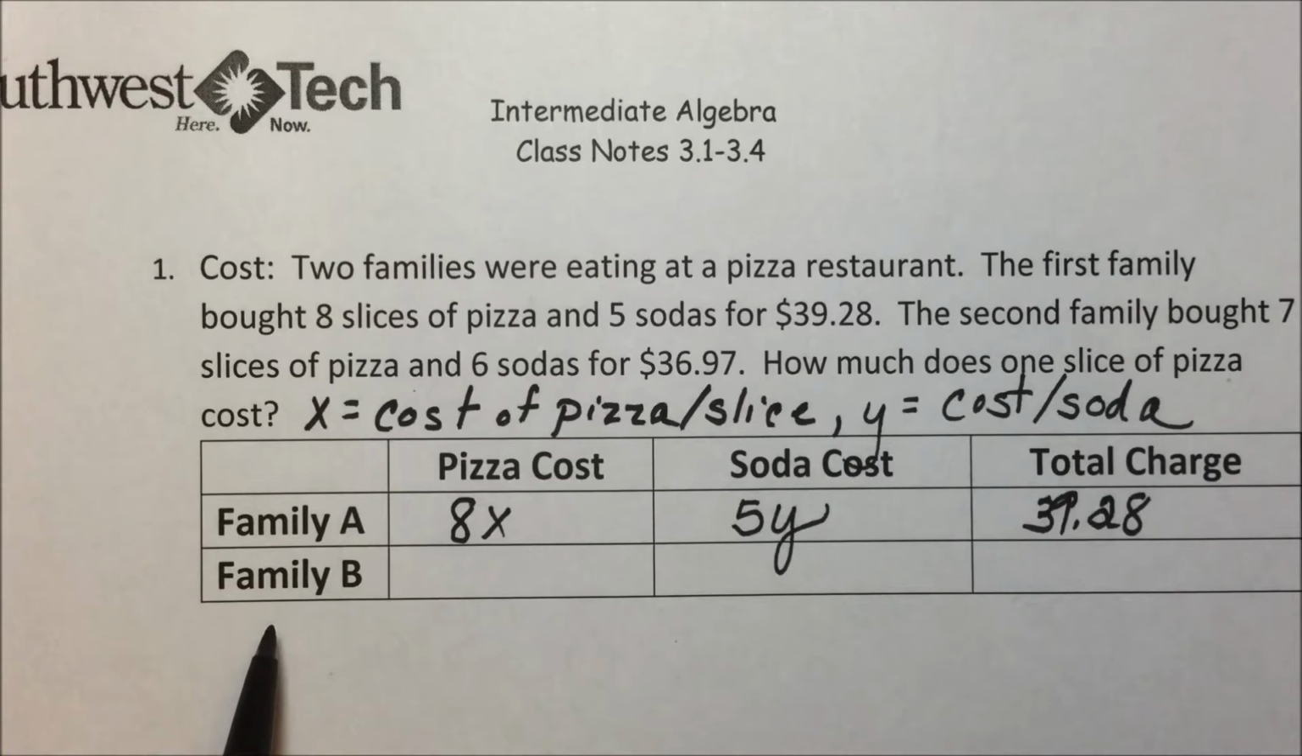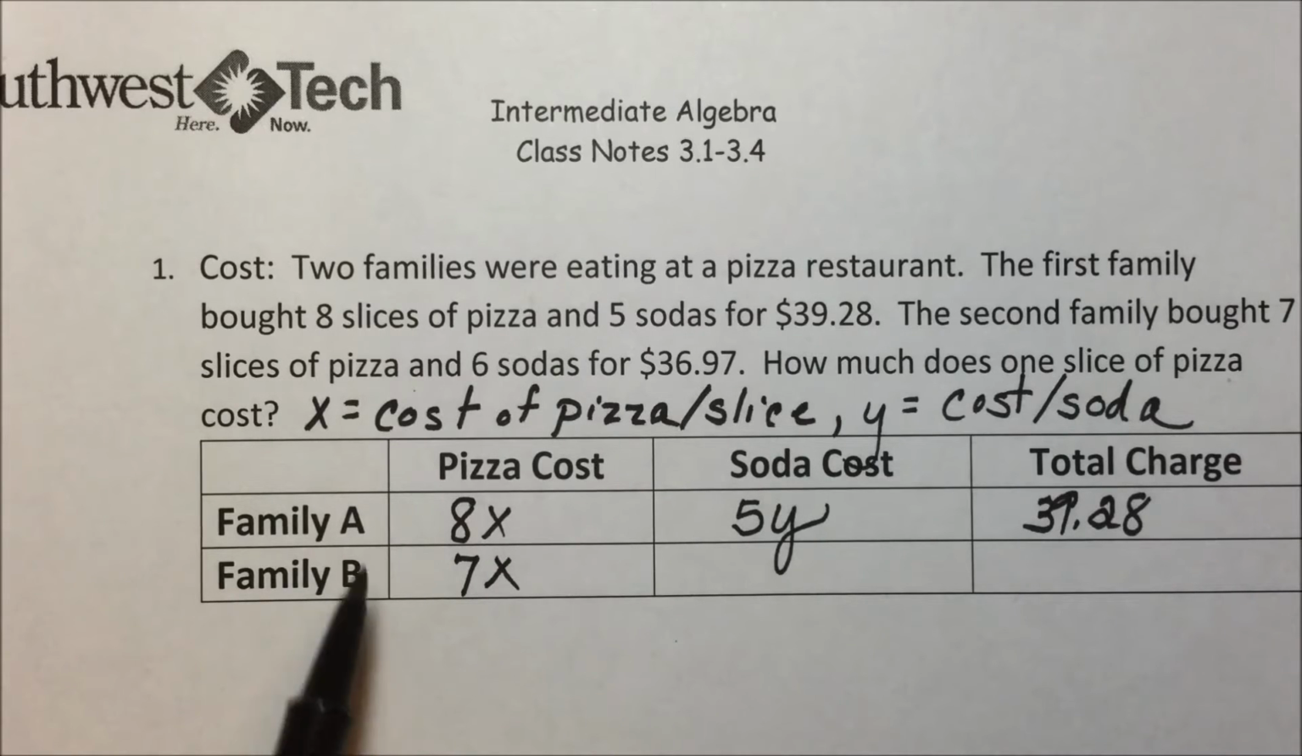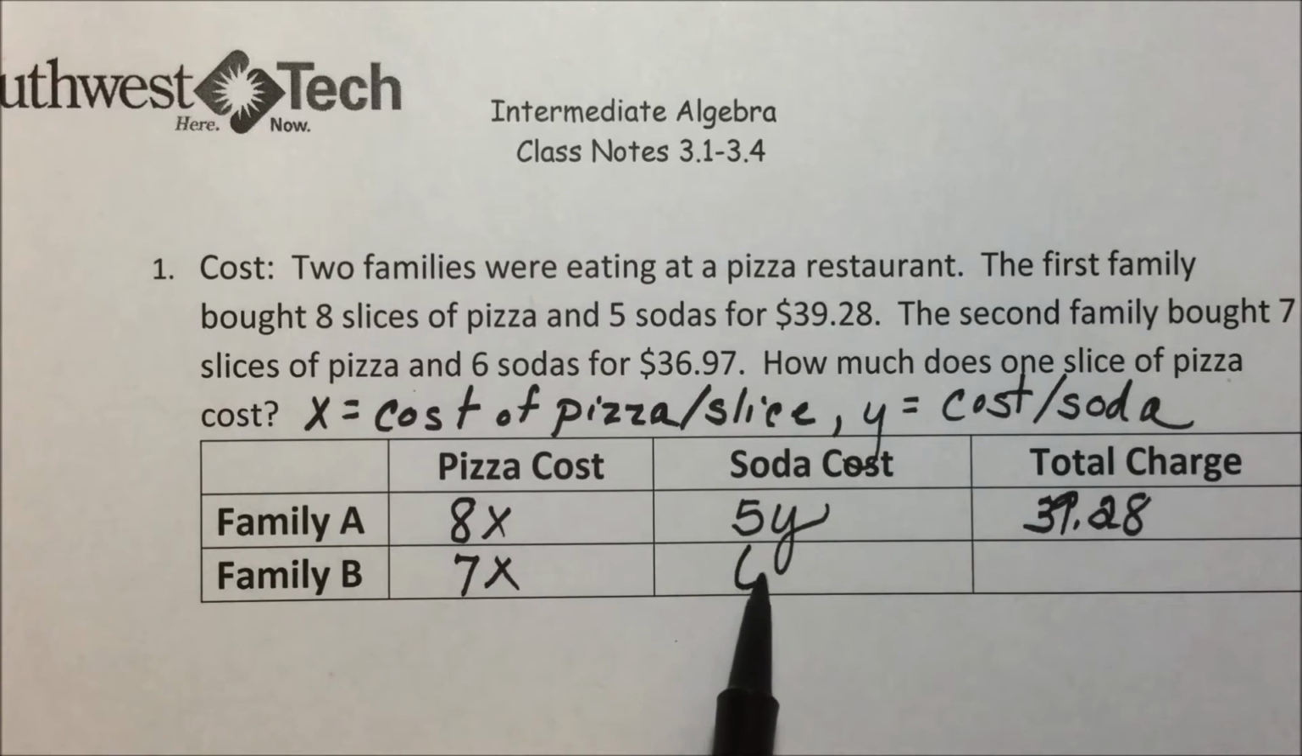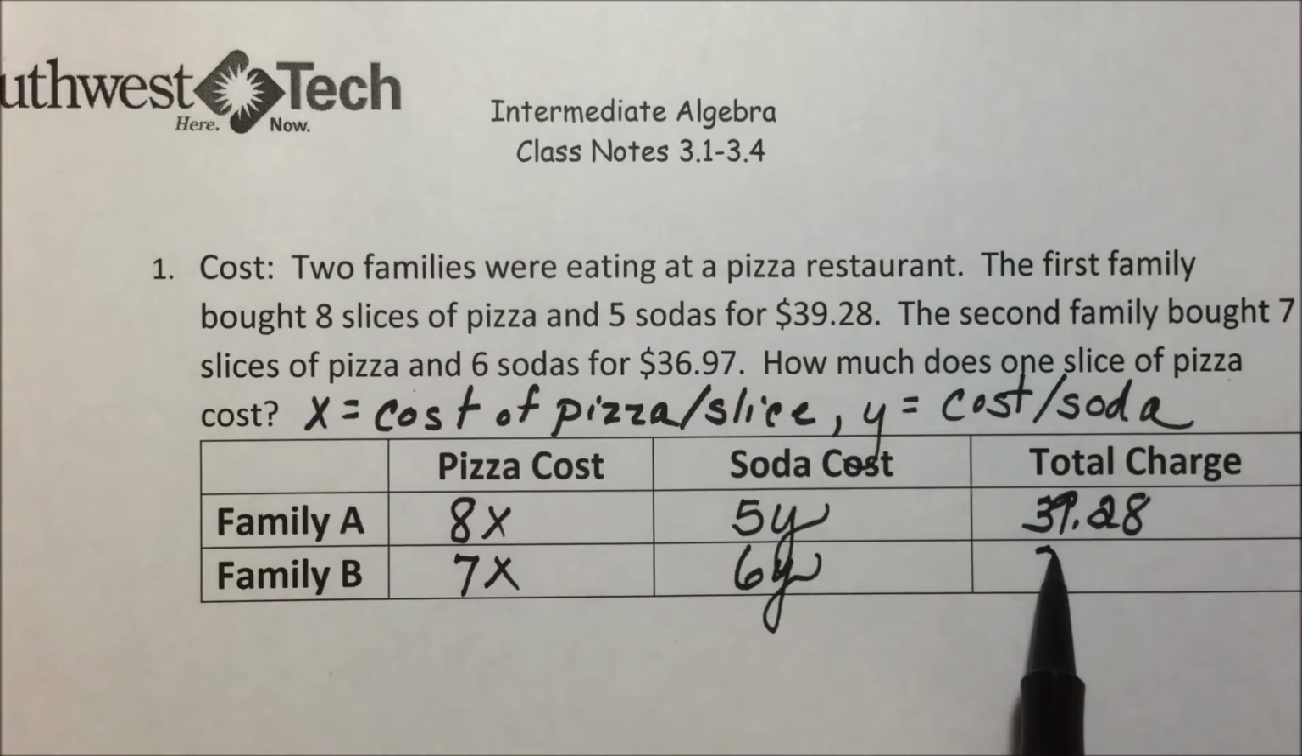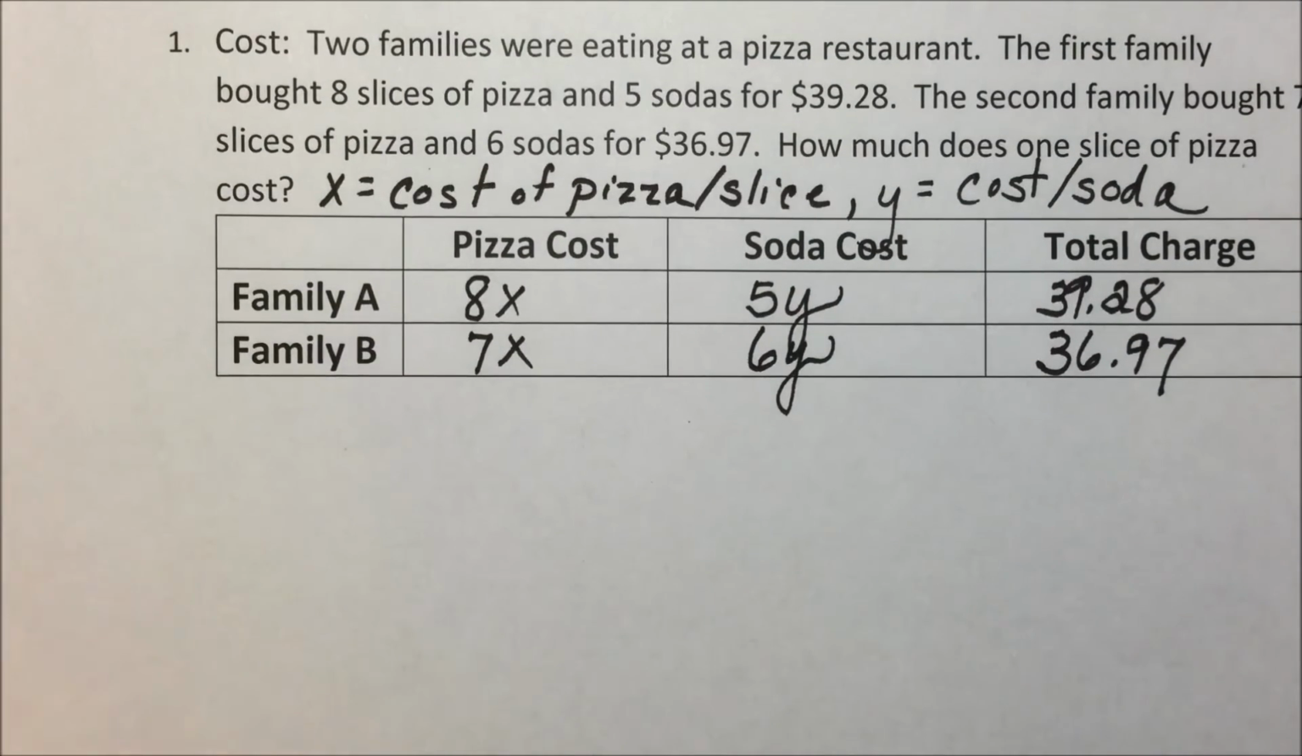Family B, or the second family, bought 7 slices of pizza, so we'll take 7 times the cost per slice, and 6 sodas, 6 times the soda cost, resulted in a bill of $36.97.